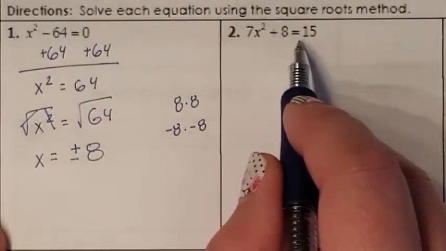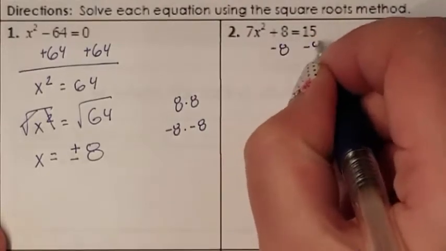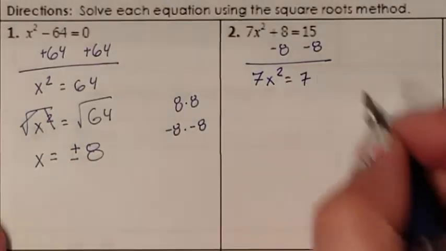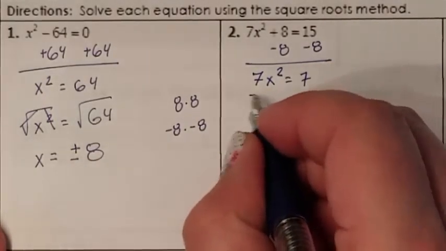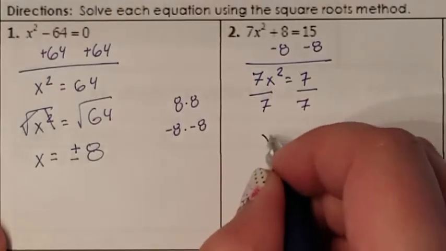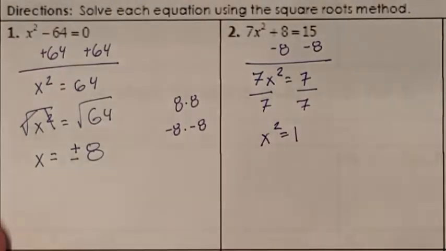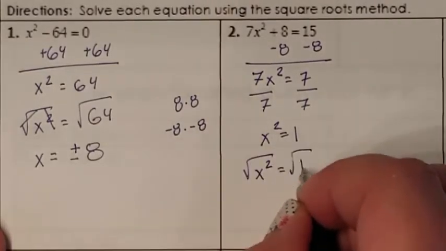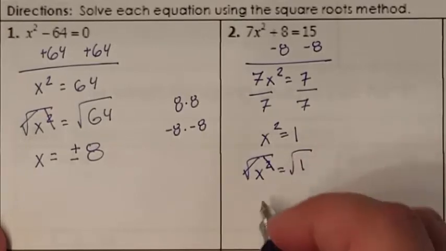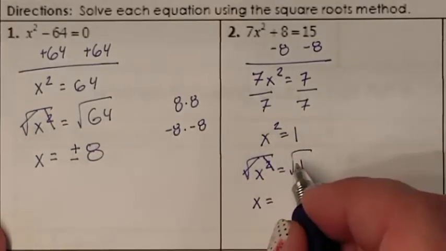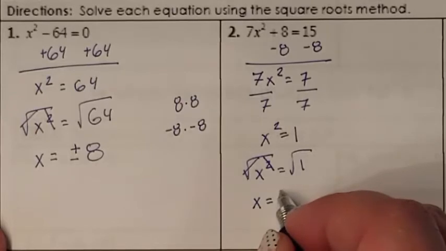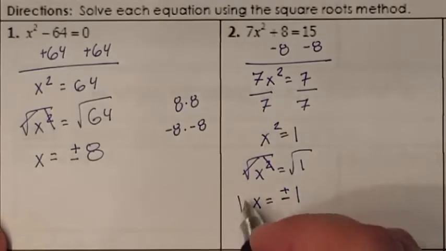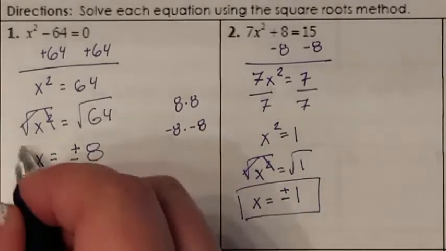7x squared plus 8 equals 15. I need to move the 8 so I can get the x squared part by itself. So I have 7x squared equaling 7. I need the x squared by itself, so I'm going to divide both sides by 7. So I have x squared equaling 1. I need the exponent to go away, so I'm going to square root each side. The square root and the second power cancel each other out. I have x. I chose to take the square root, so I need the plus or minus. The square root of 1 is 1. So my answer is x equals plus or minus 1.